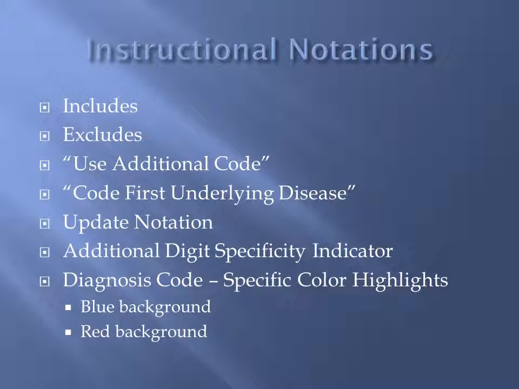Update notations. You may see a bullet in the tabular list and it will indicate a new category, subcategory, or code. A triangle symbol indicates that the category, subcategory, or code has been revised. Underlined text means newly added text is indicated within the underlining. And if you see text that has a line through it, it means newly deleted text is indicated through the strike-through.